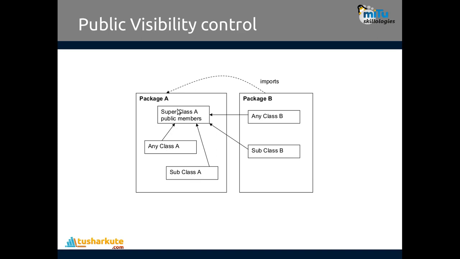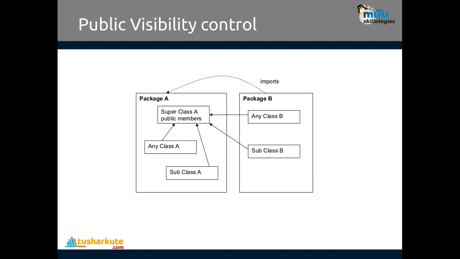Fine. Now another package I am having, B. Package B contains any class not connected by anything, and subclass means this class A and class B are connected by inheritance, but this class is in one package, this class is in another package. So total four classes I am having: my own class, any class from same package, subclass from same package, any class from another package, and subclass from another package. In this way these classes are present.